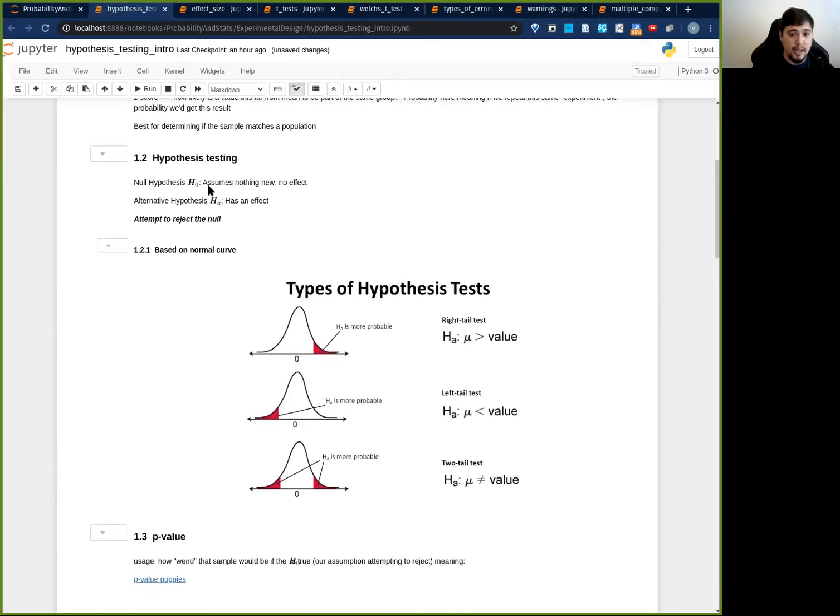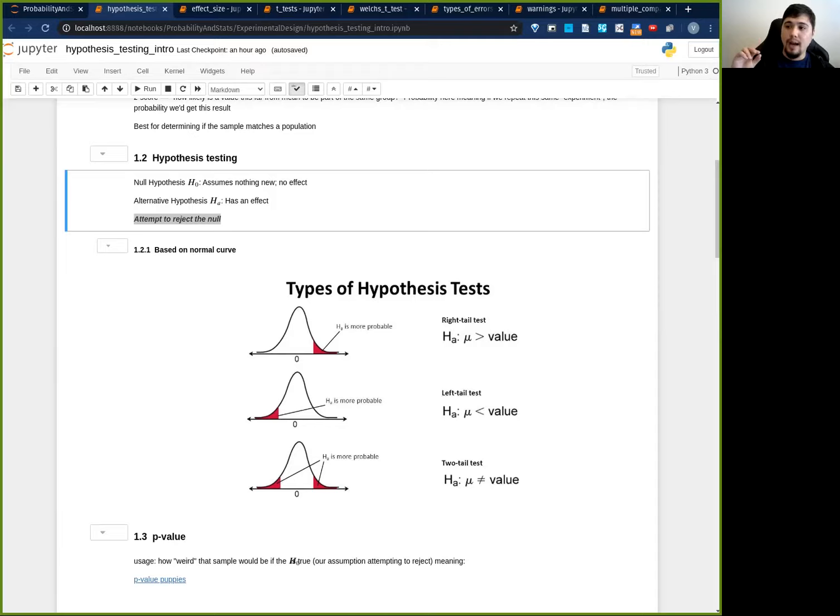All right, so what this looks like is we have a null hypothesis. We assume nothing new, no effect. Then we have an alternative hypothesis, which says there is an effect. And then what we do is we attempt to reject the null hypothesis. You'll hear people say plenty of times, accept the alternative hypothesis, or reject the alternative hypothesis. That's not what you do. You are always trying to reject the null hypothesis, and you'll have two outcomes.